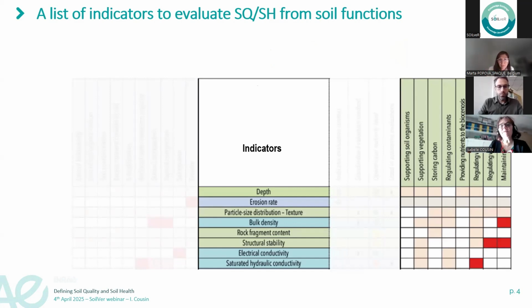Then here at the right side, we have the different soil functions. We have defined 6 functions, some of them being split into sub-functions. For example, supporting biodiversity is supporting soil organisms and supporting vegetation. And regulating water is regulating water quality and regulating water quantity. We also have the function storing carbon.